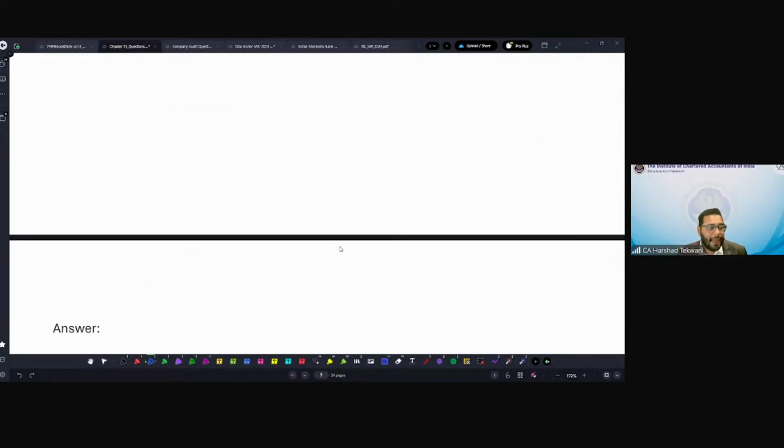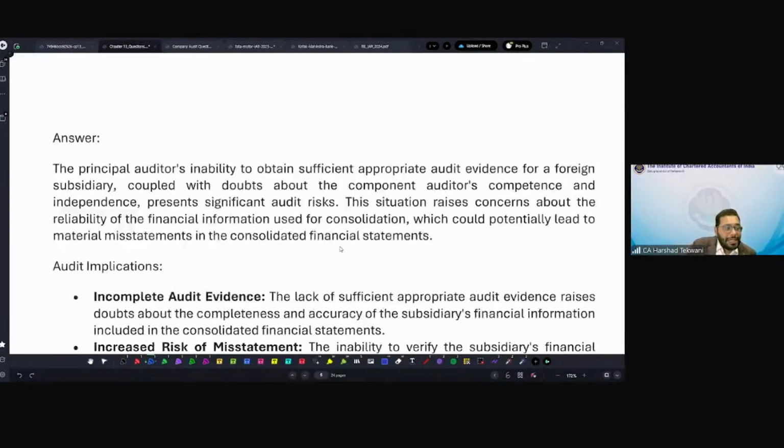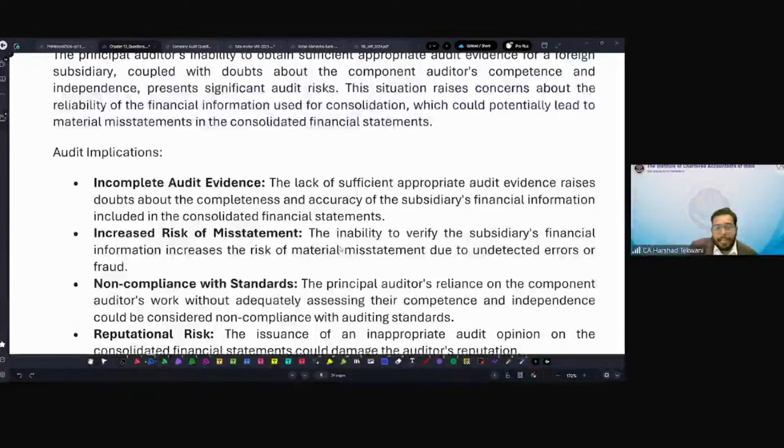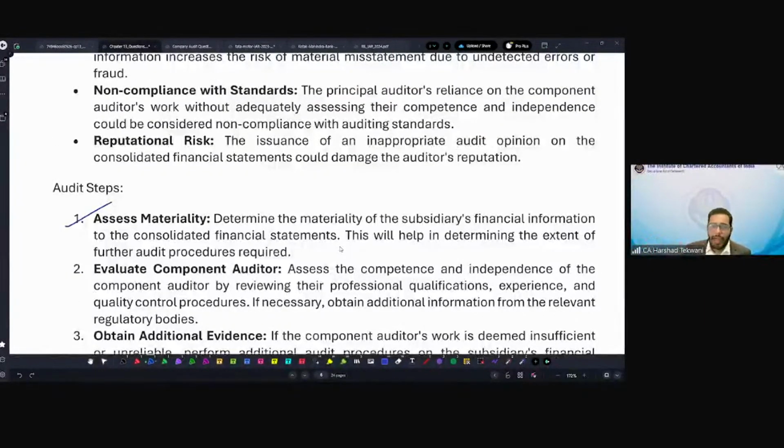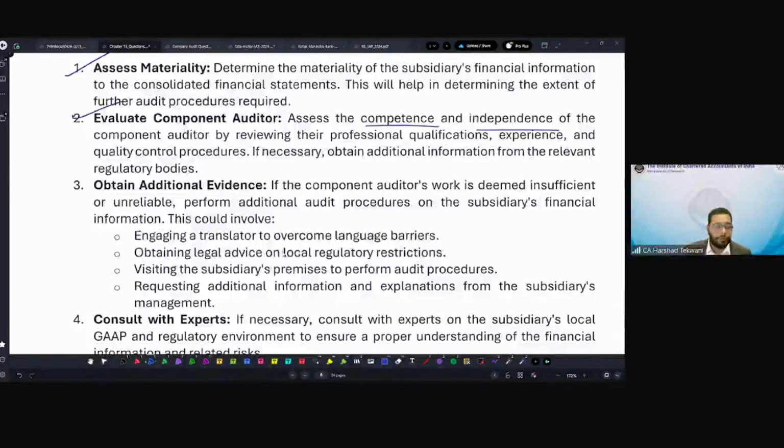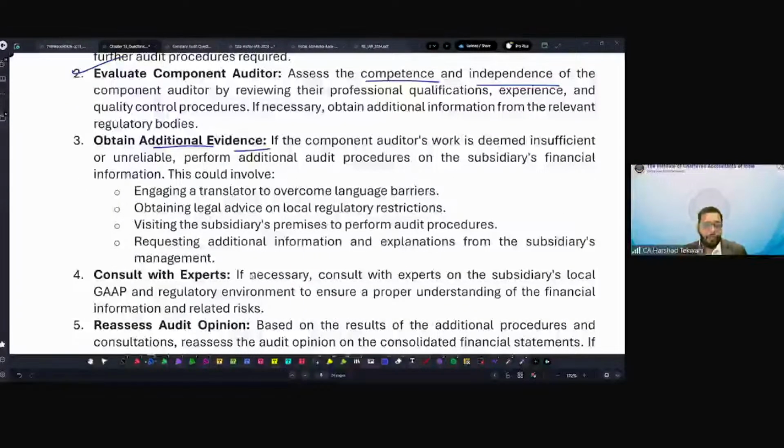Then you need to evaluate the component auditor's competency and independence, so that you can say, okay, I can rely upon the work performed by the component auditor. You need to obtain additional evidence in order to understand which professional standards were followed by the component auditor, or what work has been performed by the component. You have to obtain that information.